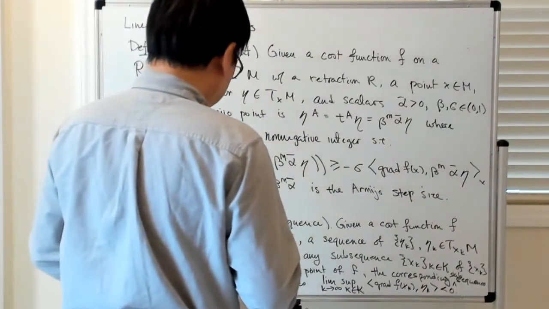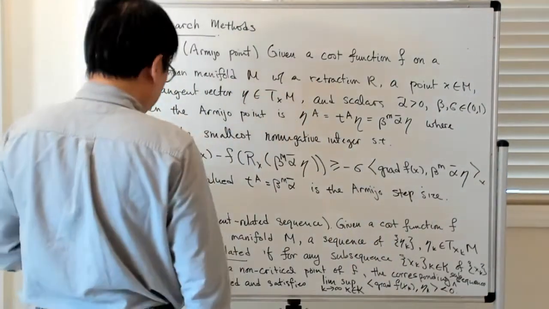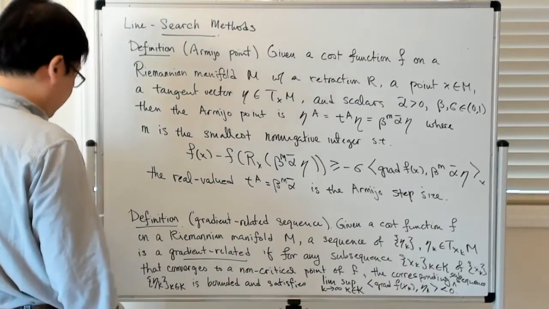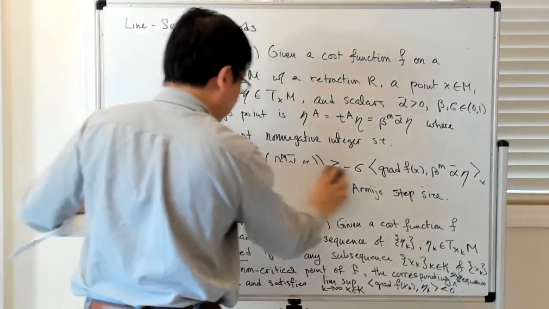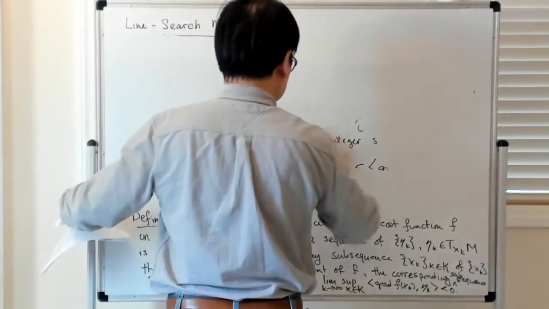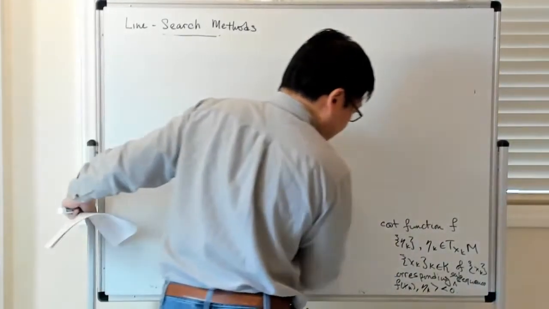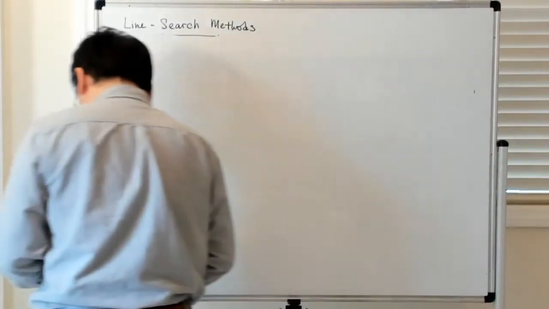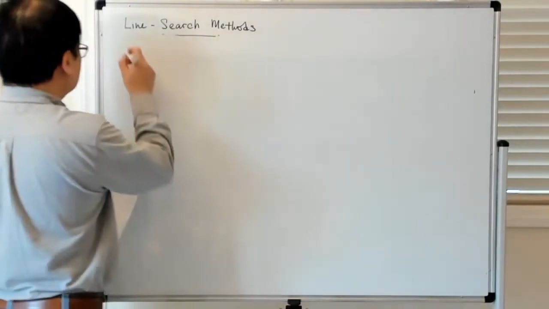Anyhow, let me at least state a possible line search algorithm with this in mind, and then we can discuss this further. Maybe I'll erase everything just so that we have space to write down the algorithm. Okay, so this is the algorithm for an accelerated line search.